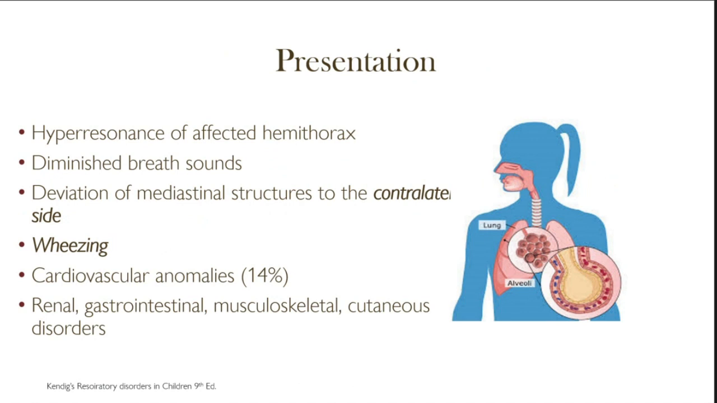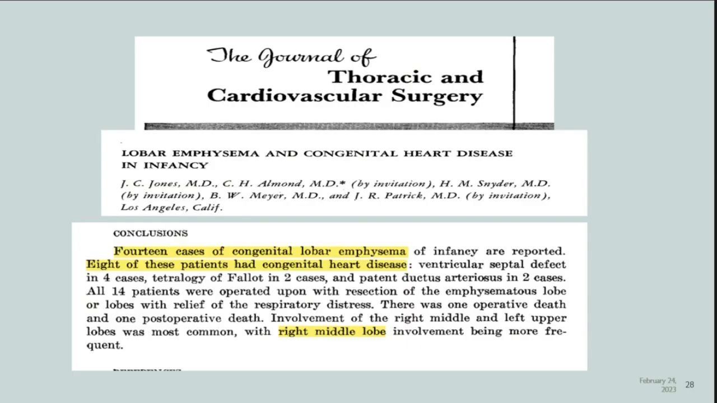Clinical features of infantile lobar emphysema are those of a hyperresonance of the affected hemithorax associated with diminished breath sounds and deviation of mediastinal structures to the contralateral side. Physical examination reveals respiratory distress that often is accompanied by wheezing caused by airway compression. Cardiovascular anomalies are present in 14% of cases. Renal, gastrointestinal, musculoskeletal, and cutaneous disorders may occur.